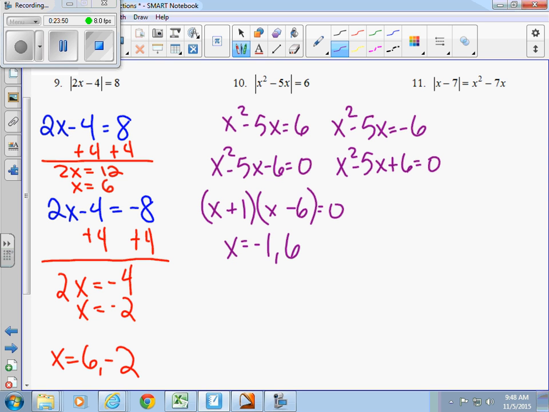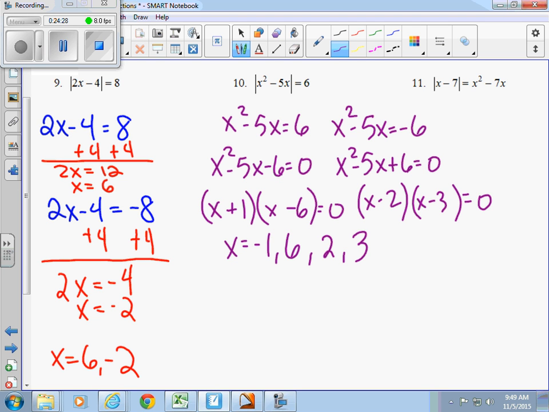Sure. Which part do you want me to explain? The factoring? Yes. So we want these 2 numbers to multiply to give us 6, and then add to give us -5. Or -6 and +1. And that gives us 2 and 3, x minus 2, x minus 3 for this one. And so 2 and 3. Check them.